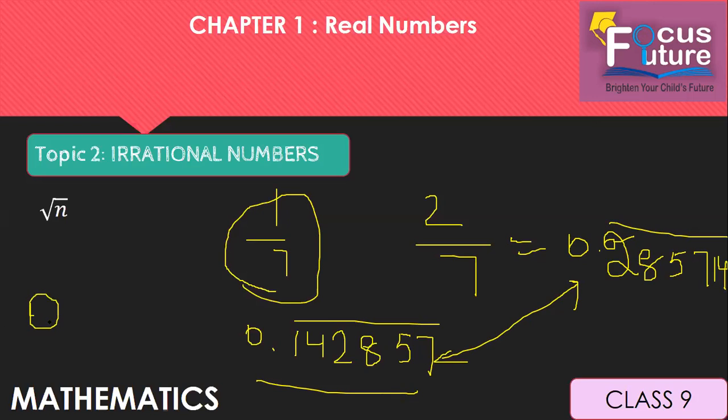Let's say, for example, I'm writing 0.1515 and so on, and this is also non-terminating, right? So in this way we can write irrational numbers between two rational numbers. I hope you got my point very clearly. I hope these two topics are clear to you.